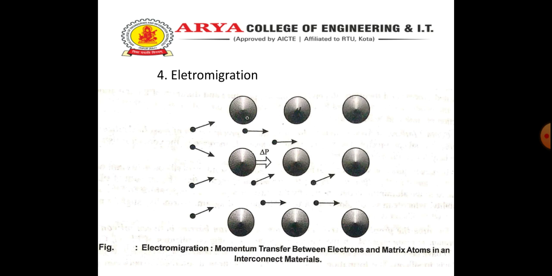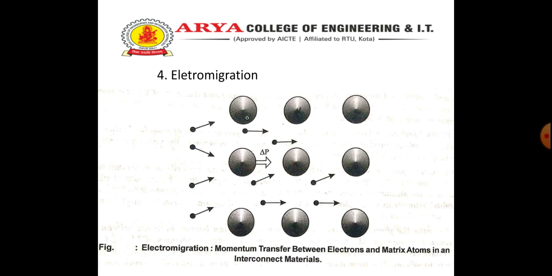Now, afterwards, we are having electromigration. Electromigration is defined as movement of conducting atoms as a result of momentum transfer from current carrying electrons. This movement gives rise to a net flux of metal atoms. So this is electromigration.